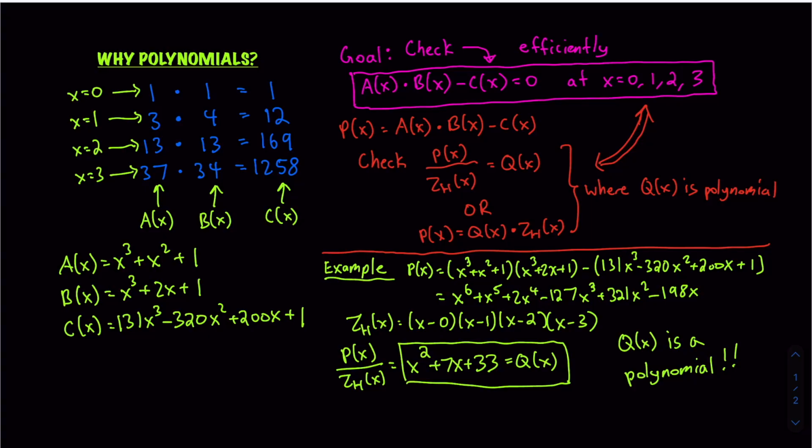It shows that p of x is divisible by the vanishing polynomial z sub h of x, which is equivalent to saying that the original equation holds at all the points in our set, which are 0, 1, 2, and 3. And here's the important conceptual point. If we can prove that p of x divided by z sub h of x equals q of x, then we have effectively proven that the original 4 equations hold without having to plug in each of the values 0, 1, 2, and 3. Now that we understand this, it's a good time to talk about the Schwartz-Zippel Lemma, which will let us check polynomial identities more efficiently.